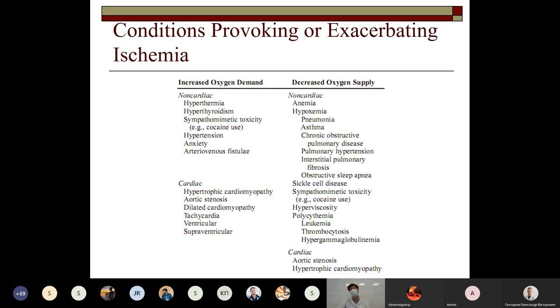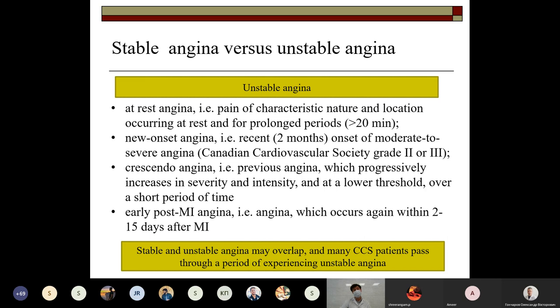bears a poor clinical prognosis, associated with an increased risk of death, including heart failure, myocardial infarction, and sudden death. So, please thoroughly observe the patients and identify factors that contribute to ischemia, relieve them completely, and improve survival of the patients. It's sometimes difficult to provide a differential diagnosis between stable angina versus unstable angina.